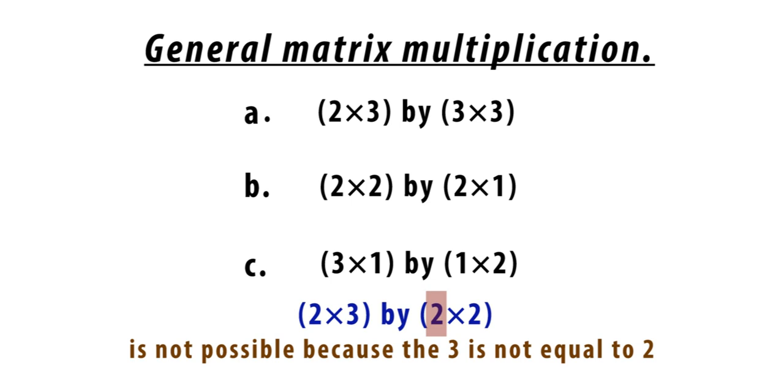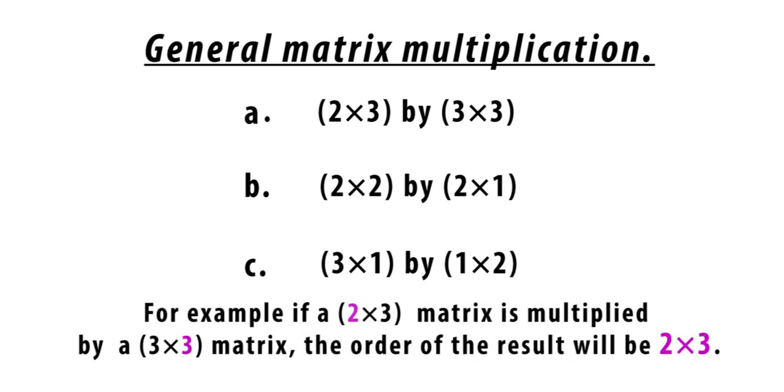Also, after multiplying two matrices, the order of the results will be the number of rows in the first matrix by the number of columns in the second matrix. Remember, we are using the cross to represent "by" in matrix multiplication or in the order of a matrix. For example, if a 2 by 3 matrix is multiplied by a 3 by 3 matrix, the order of the results will be a 2 by 3 matrix.